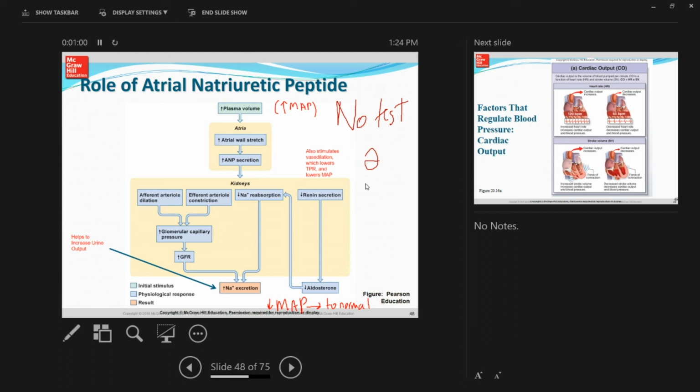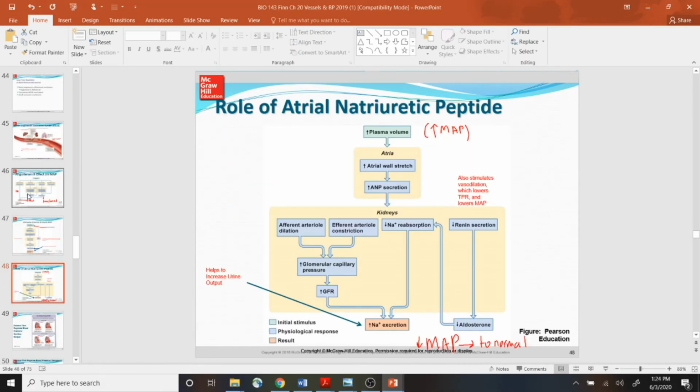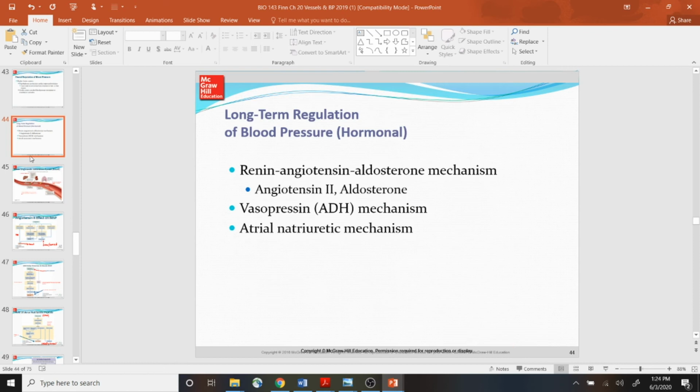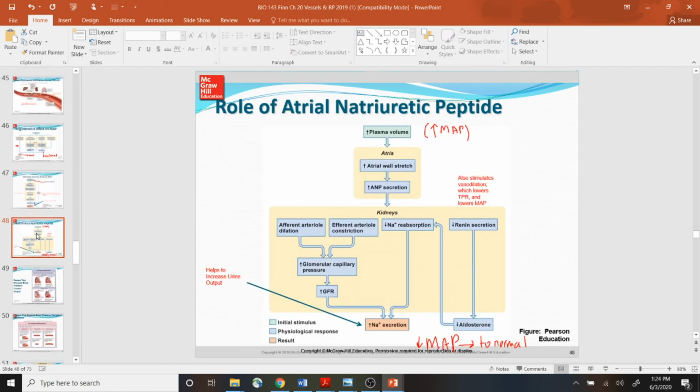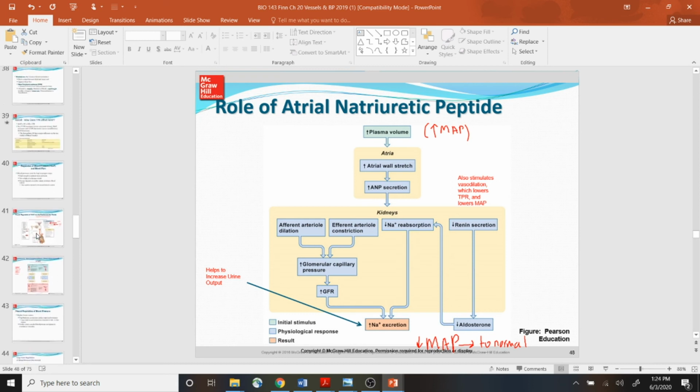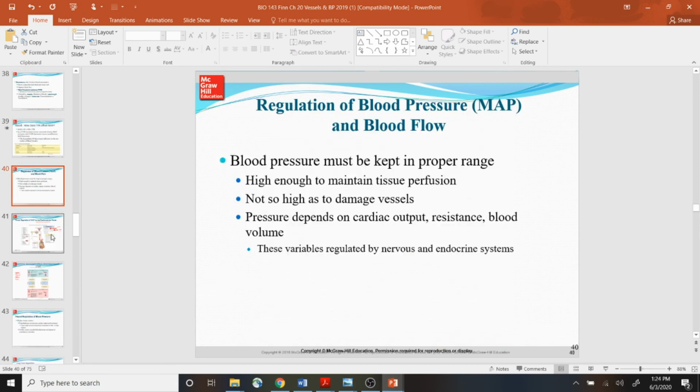I think that's it. Yes. So those slides that I just did, which are basically slide 44 through 48, are not on test 2. Okay. Let's see. Back to here.